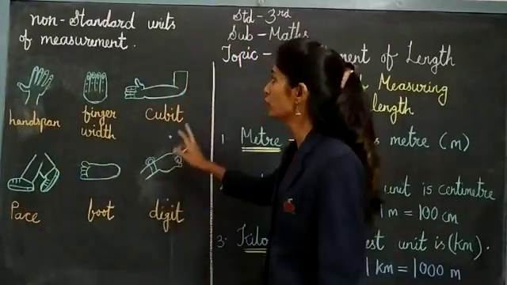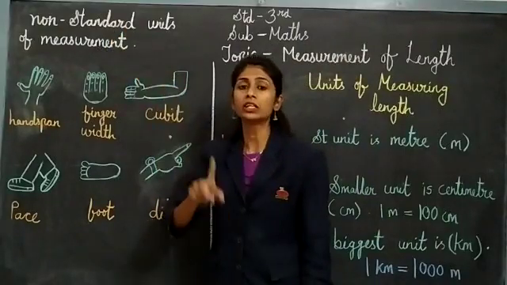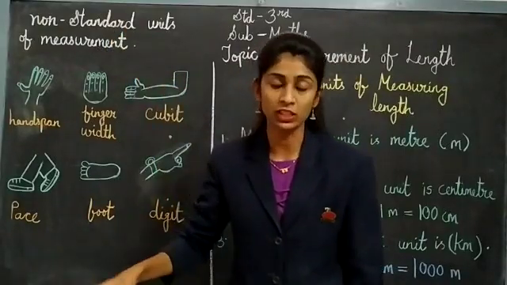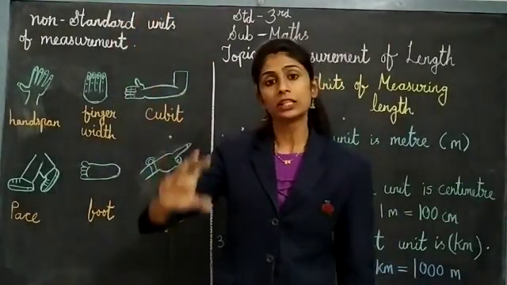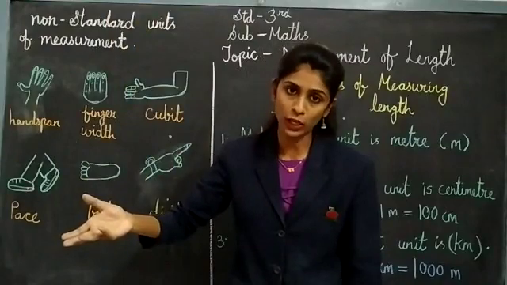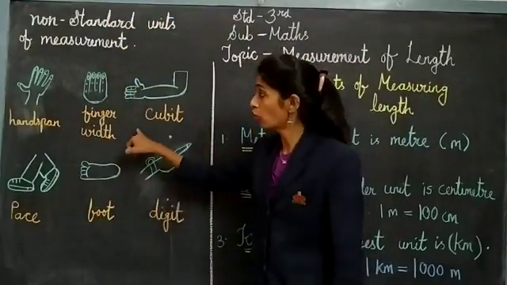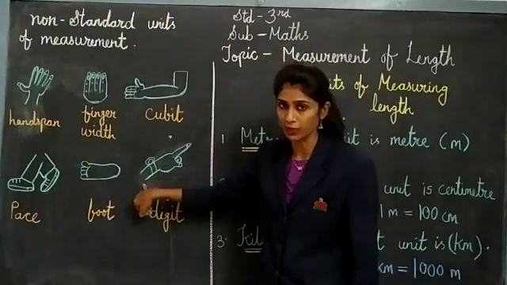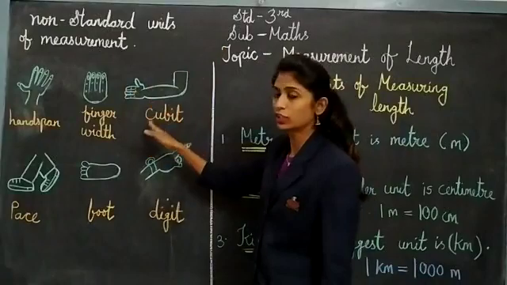That is why we are calling it non-standard units, okay, because it depends upon person to person. If the person is fat, if the person is healthy, tall, then the measurement will come different, okay. Therefore we cannot rely on this kind of measurement, okay. This was the first part of your chapter, non-standard units.